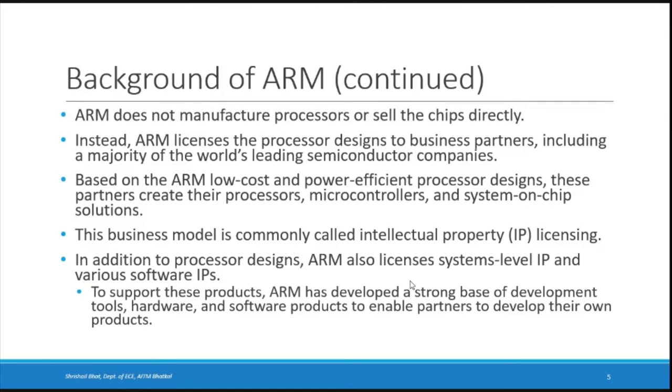Based on the ARM low cost and power efficient processor designs, these partners, which are the semiconductor companies, create their processors or microcontrollers and system on chip solutions. This kind of model, where you're not selling the physical product but only the design, is called IP licensing. IP stands for intellectual property licensing. Along with the processor designs, which is part of IP, ARM also has other kinds of IP licensing, like systems level IP and various software IPs.